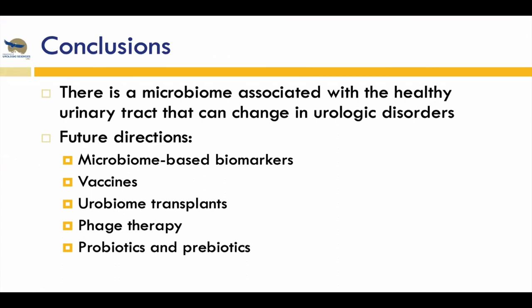So to conclude, there's a microbiome associated with the healthy urinary tract that can change in urologic disorders. It's an exciting field with much more work needed in terms of larger studies, going beyond just identifying the bacteria to doing more sequencing to define the function of the bacteria and what role they play in interacting with the host. There's many exciting directions this work can lead to, including new diagnostic and predictive microbiome-based biomarkers. There's potential for urobiome transplants, and there's much more work to be done on the role of probiotics, prebiotics, and diet potentially as a treatment for urologic disorders.